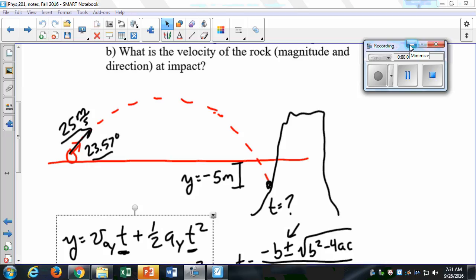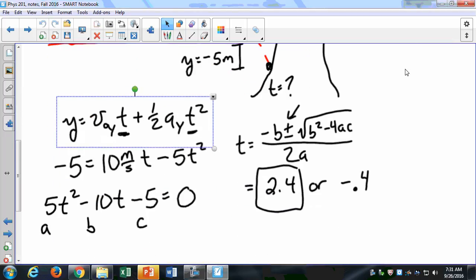Largely the same as we did here. Since we know the y position, which was minus 5 meters, notice we put negative because it falls below the horizontal level. Minus 5 meters was y. That's the y component of our initial velocity, and then that's t that we're going to solve for. We get a quadratic equation like this.